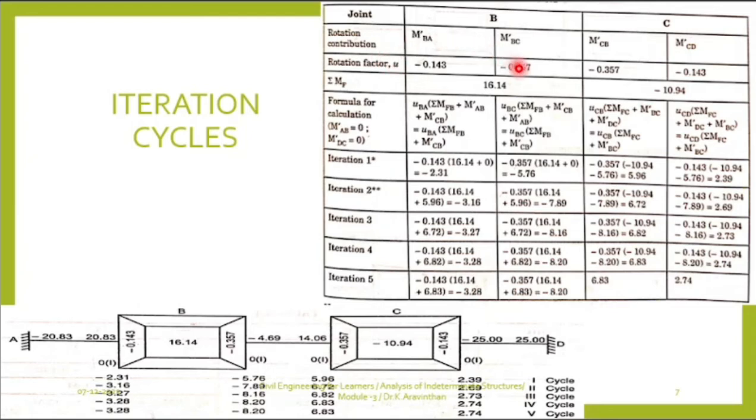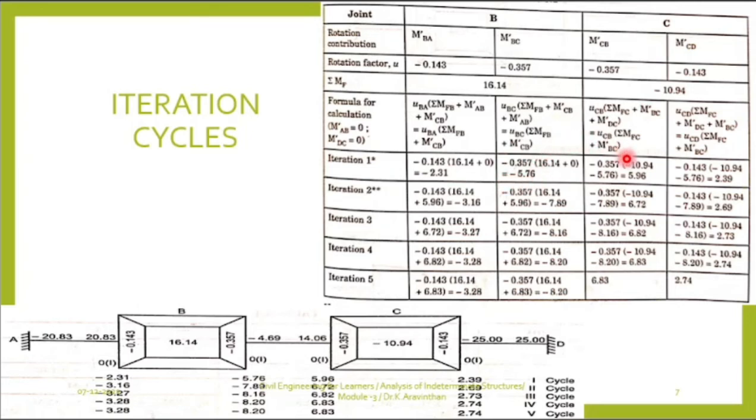Rotation contribution at BC, what is that? Minus 0.357, so it is written here. And summation of FB, why is this component coming in? These two are the components of joint B, isn't it? Joint B component is summation of MFB. So what is that? 16.14 plus M dash CB. In the first iteration it will be 0, and M dash AB will also be 0 here. If you multiply this, you will be getting minus 5.76.